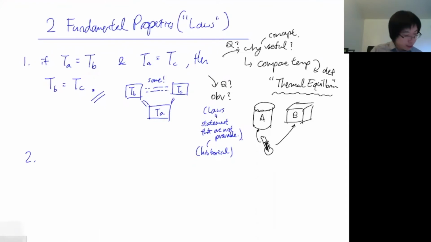So number 2 is, if TA is larger than TB, then the heat will flow from TA to TB.